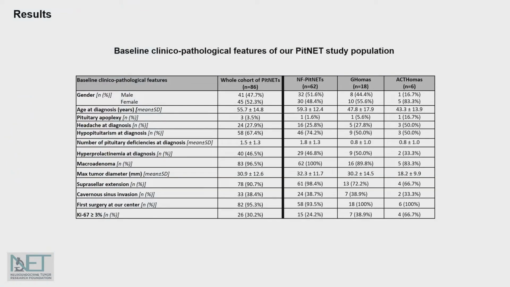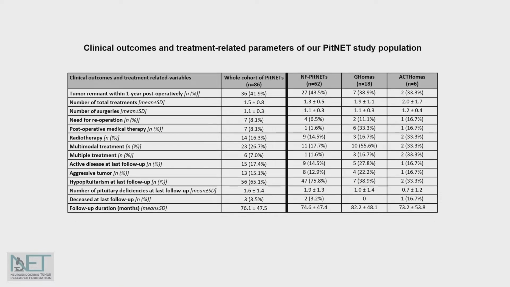So here are just the baseline clinical features of our PIT-NET cohort. I'm not going into detail on each one of them, but just to say that roughly half of the cases were female, 52%. Age at diagnosis was 55, and then we have different clinical features that we also checked. About the clinical outcomes and treatment-related parameters, these are the ones that we have looked at. As you can see, before the last line, only 3 patients have died, and not really due to PIT-NET causes. So this is not a tumor that really kills patients, but as you can see in many of these parameters, they can be very resistant to treatment and difficult to treat, with some cases requiring radiotherapy, multimodal, multiple treatments, and still a high percentage of cases remain with active disease at last follow-up.